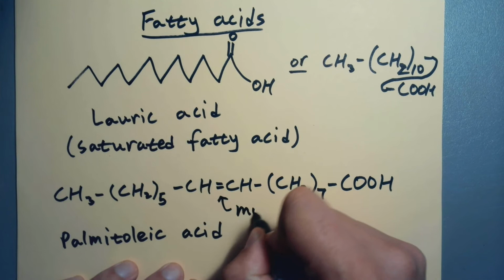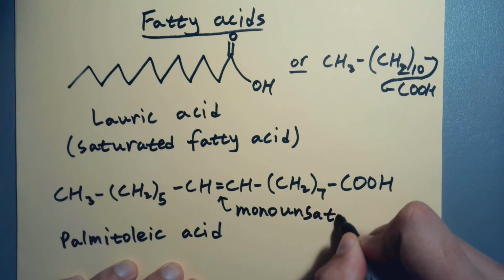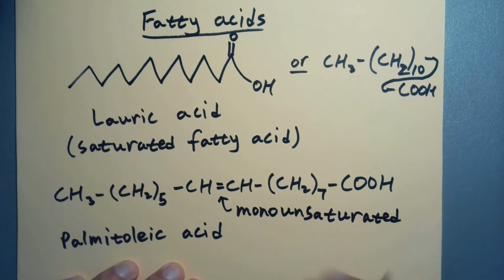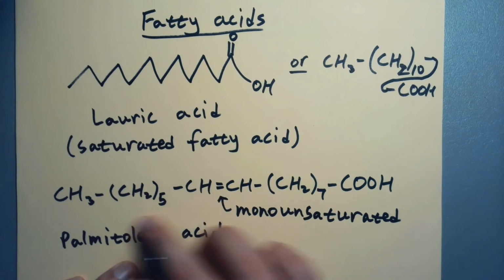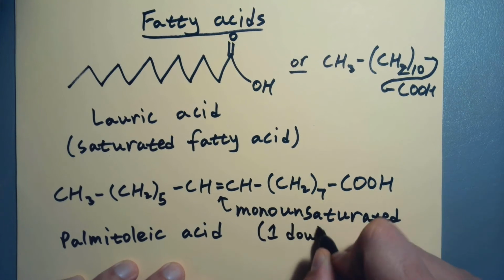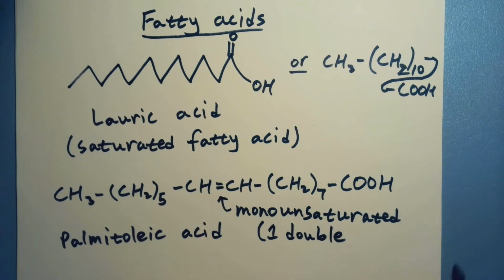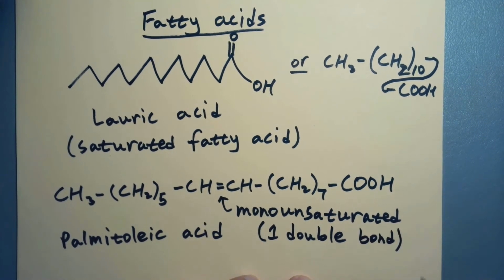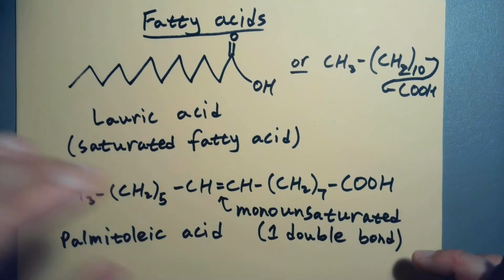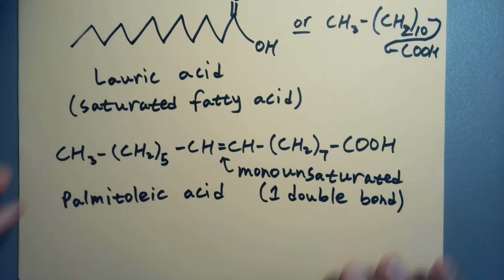But we'd say that this is a monounsaturated fatty acid, because it has one spot where it is unsaturated. It has one double bond. That's what we're saying here. So when you see monounsaturated fats or oils or anything like that, that means there's one double bond in there. So we can have saturated, we can have monounsaturated, and we can actually have more than one double bond, and we call that polyunsaturated. So we will give an example of that in a little bit.